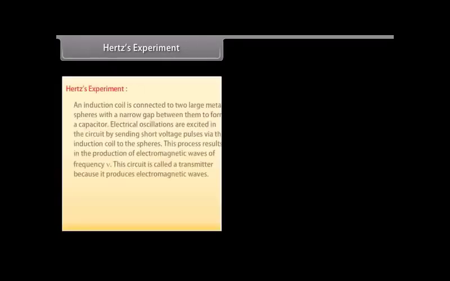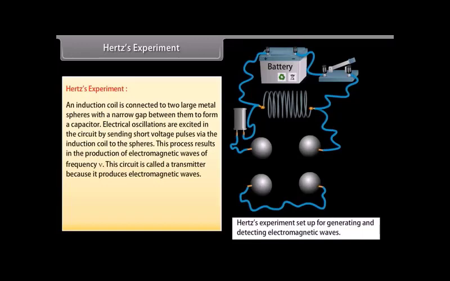Hertz experiment. An induction coil is connected to two large metal spheres with a narrow gap between them to form a capacitor. Electrical oscillations are excited in the circuit by sending short voltage pulses via the induction coil to the spheres, charging one sphere positive and the other negative. In this ionized state, the electrons and ions in the air gap oscillate back and forth with the same frequency ν as that of the circuit. This process results in the production of electromagnetic waves of frequency ν.